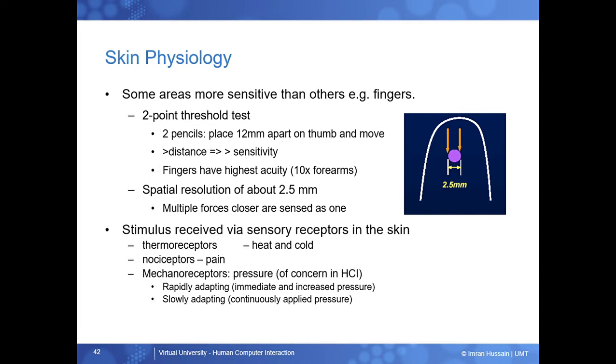And so skin physiology, some areas are more sensitive than others. For example, like the fingers, ganyan. Alam niyo na, guys, saan ba yung mga sensitive parts? Okay, so 2-point threshold test. So 2 pencils, ayan. So spatial resolution, just read this. Okay, stimulus received by sensory receptors in the skin. So we have the thermoreceptors, which sense heat and cold, and then the nociceptors, which sense pain. Ayan. So the mechanoreceptors, they include pressure. Ayan. So rapidly adapting or slowly adapting, ganyan.